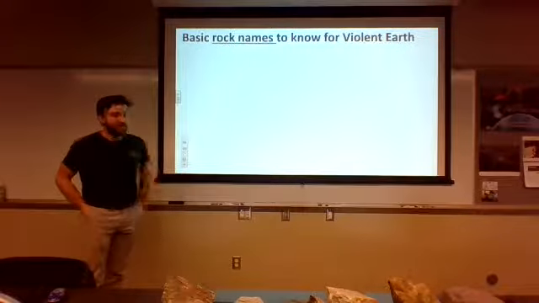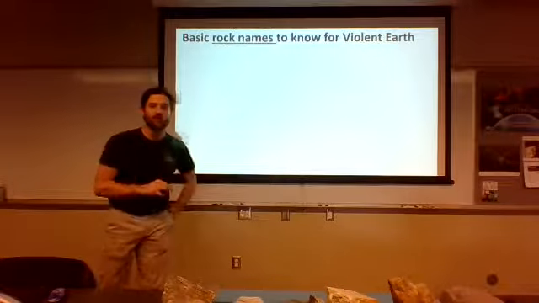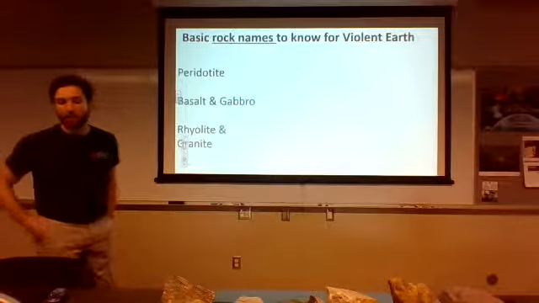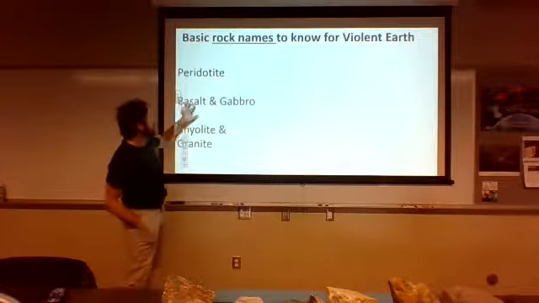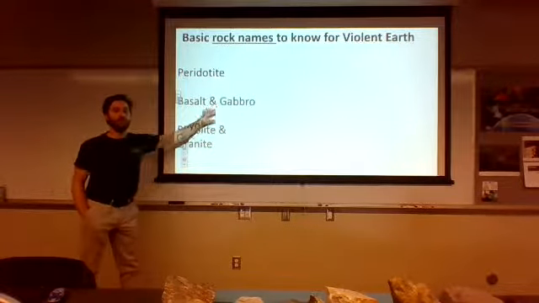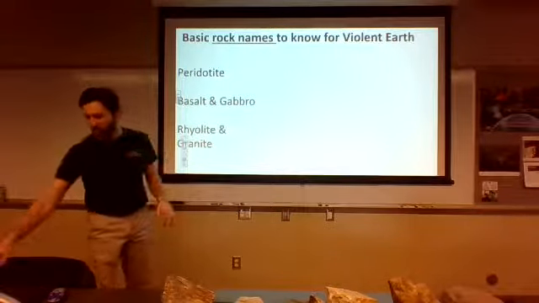Okay, so the basic rock names that we just went over that I'd like you to have as background knowledge for Violent Earth. Peridotite, that's the ultramafic igneous rock. Basalts and gabbros, mafic igneous rocks. And rhyolites and granites, the felsic igneous rocks.